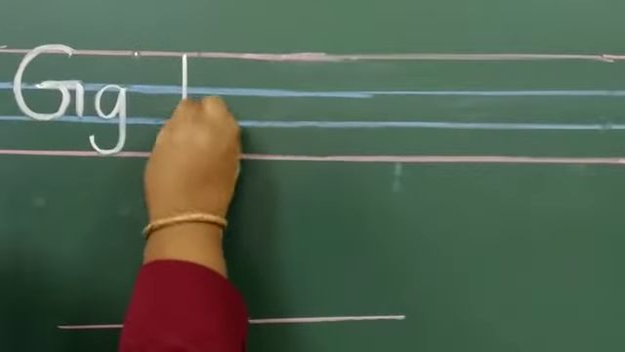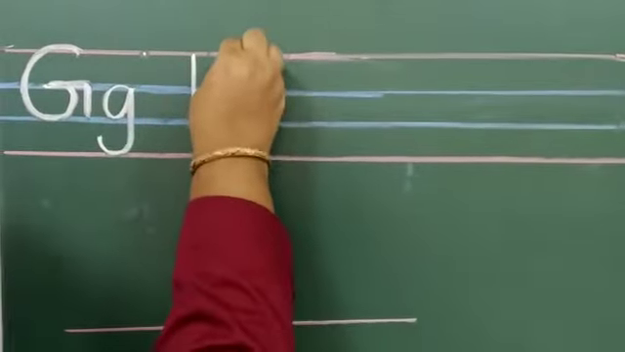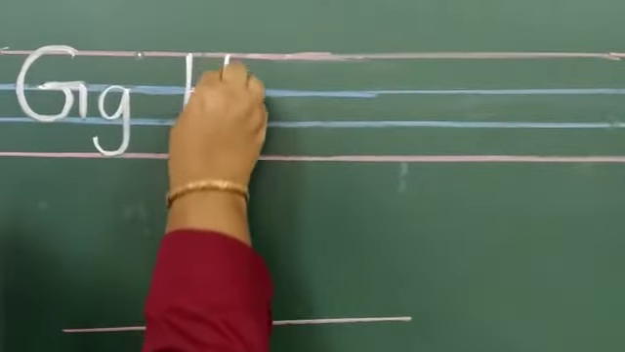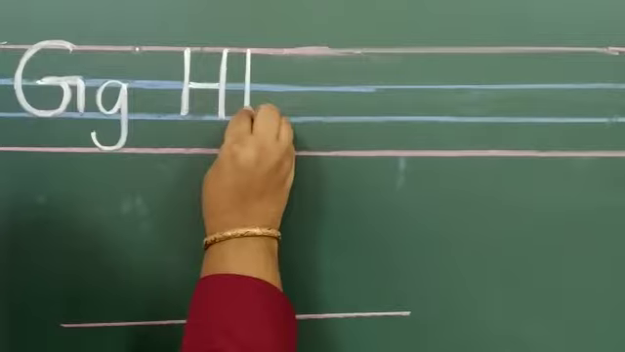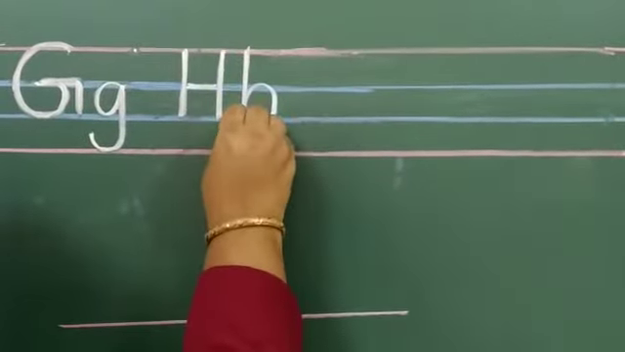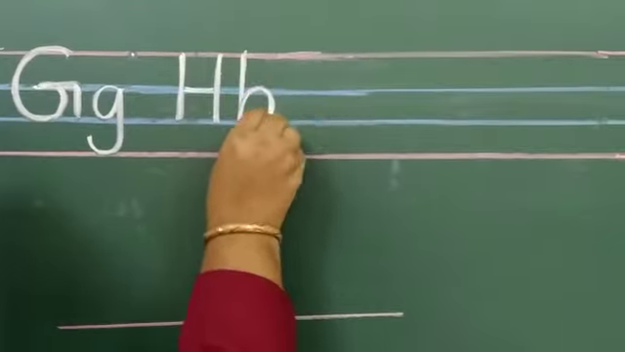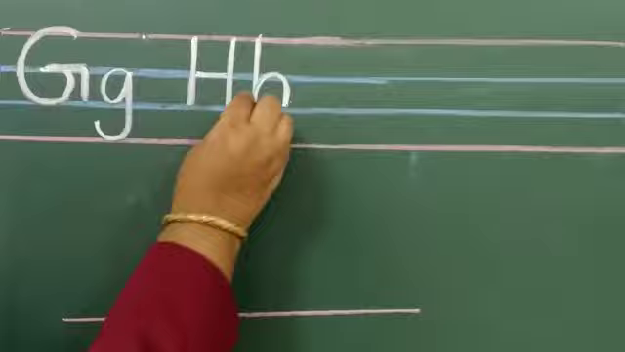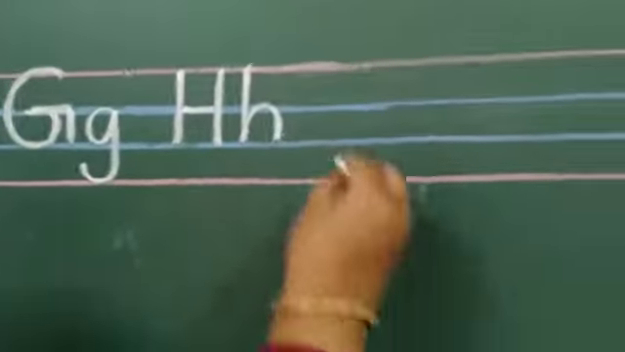One standing line, small sleeping line and one more standing line. This is big H. And this is small h. It's very easy. One standing line, one bumpy bump and one standing line. G and H.